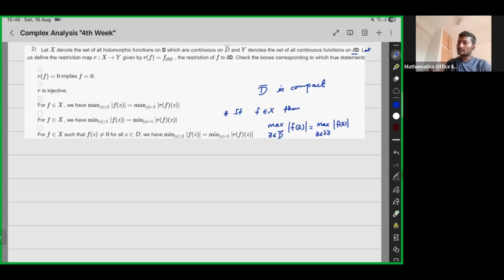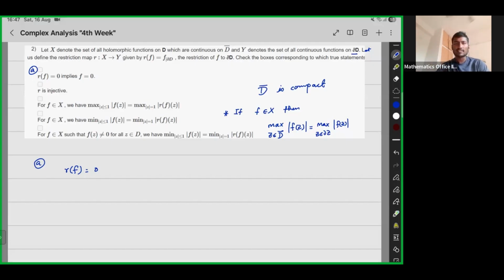Now coming to the statement: R of f is 0 implies f is equal to 0. Yes, that is fine. Let's have a little conversation about this, then we'll write the solution. R of f is equal to 0 means f restricted to ∂D, when you calculate on the boundary, is 0. So f is 0 on the whole boundary.